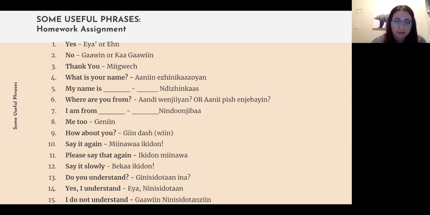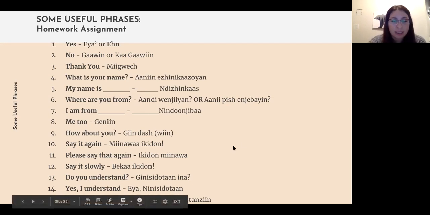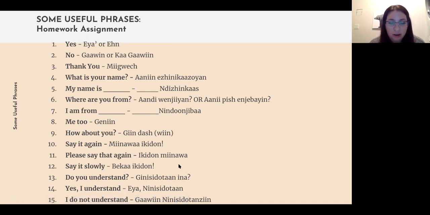So say it again. So please say that again is actually the same words just reversed. So what you're going to say is ikadon minawa, ikadon minawa. So more of a polite way of asking someone to repeat something.